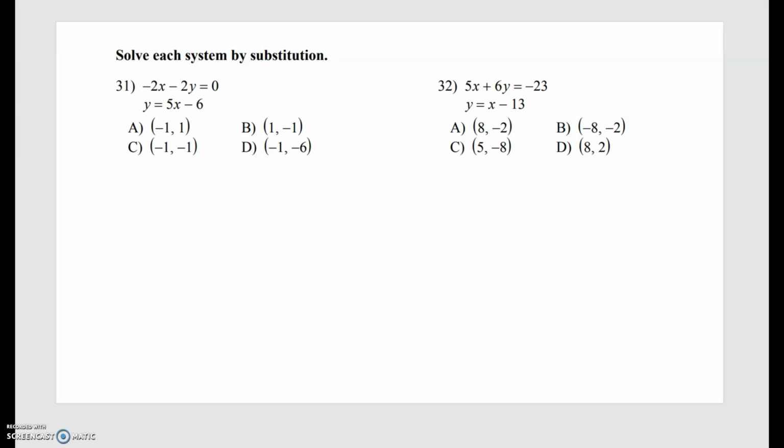Now, solving by substitution. In order to use substitution, you have to have a variable by itself. Well, both these problems have variables by themselves. Okay, so let's look at number 32. That looks like it's a little tougher.